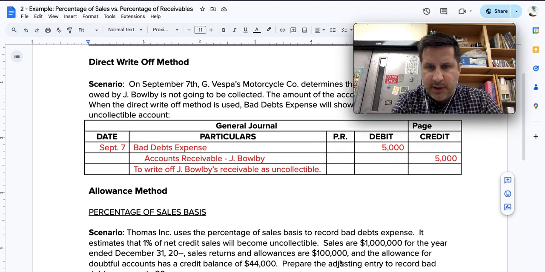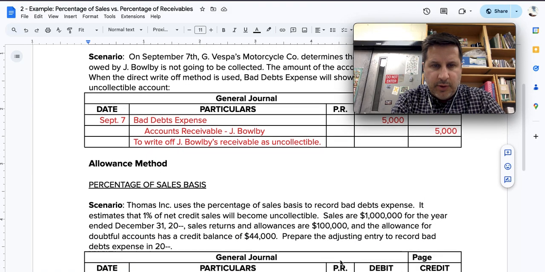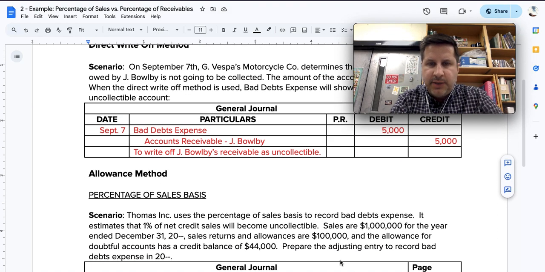And here's a typical scenario you will see. So Thomas Company uses percentage of sales to record bad debts. It estimates that 1% of net credit sales will be uncollectible. So credit sales are your sales minus any discounts and returns and allowances. In this case, we had sales of $1 million and then returns of 100, so net sales of $900,000.